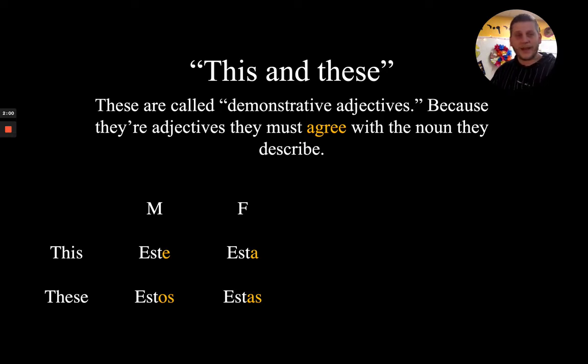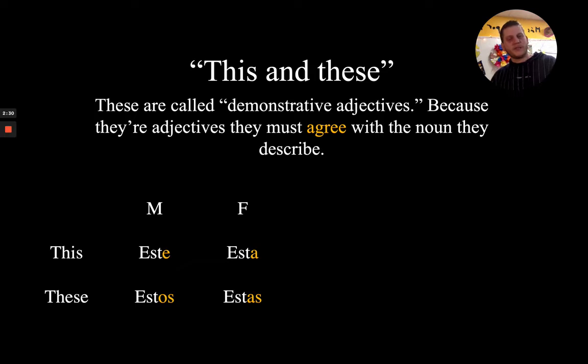not to be confused with está, with an accent mark on that A. Hopefully you remember what está means. It means is. Then we have estos and estas. Again, not to be confused with estás, with the accent mark on the A, which means you are. So this in Spanish is este and esta. These is estos and estas. If you're not writing these down by now, please go ahead and start that now.